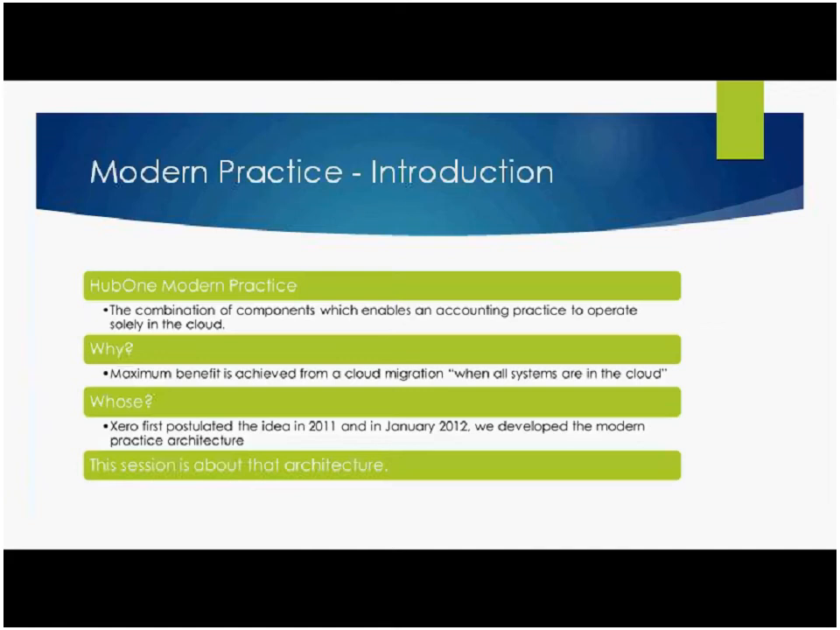The design of this is to enable you not to just put some things in the cloud, but to put all of your systems in the cloud. And the reason for that is it's our belief, and this is actually borne out, that you get the maximum benefit when all of your systems are running in the cloud.